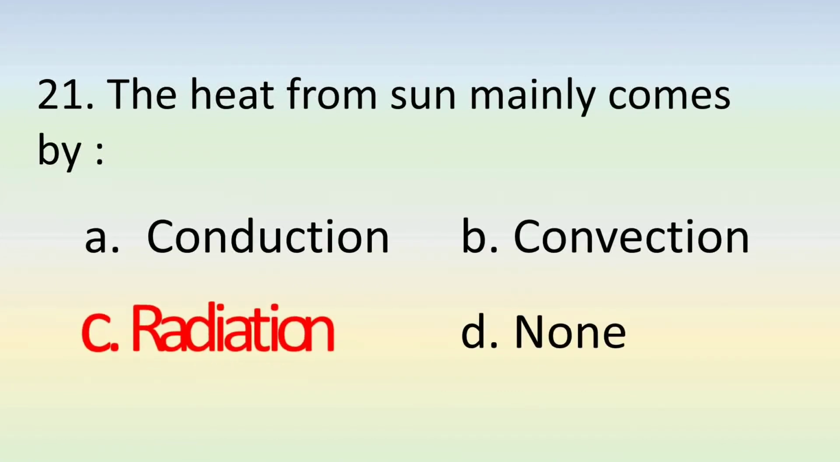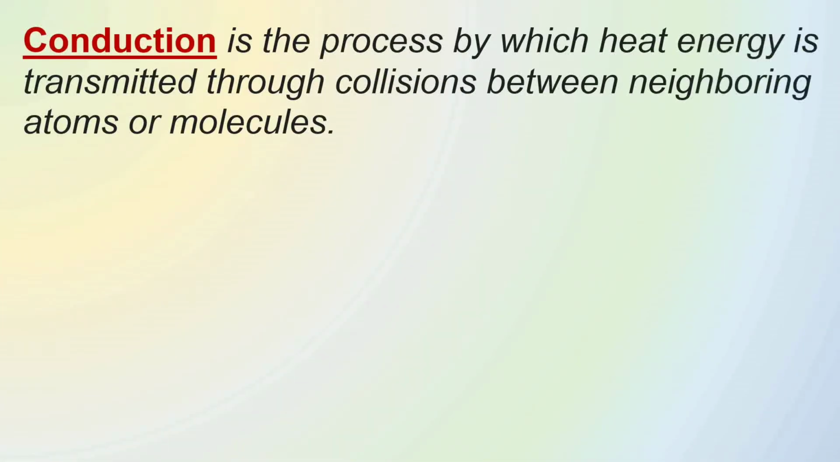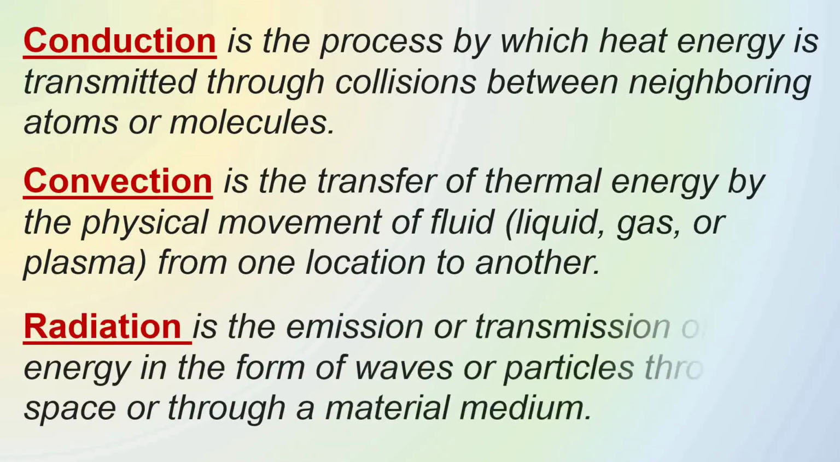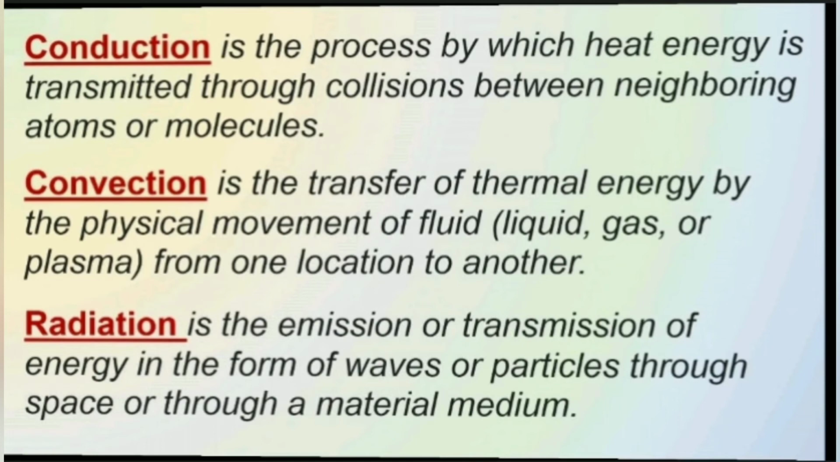Let's learn transfer of heat by conduction, convection and radiation. Conduction is the process by which heat energy is transmitted through collisions between neighboring atoms or molecules. Convection is the transfer of thermal energy by the physical movement of fluid from one location to another. And radiation is the emission or transmission of energy in the form of waves or particles through space or through a material medium.